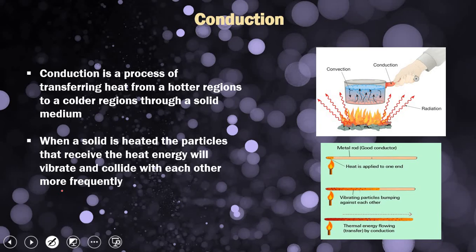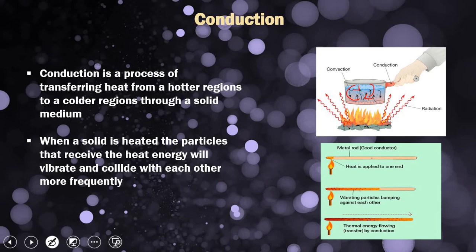For example, convection: when you boil water, there will be convection. It will move in a circular motion, it will keep rotating until all the water becomes hot, reaching 100 degrees Celsius, the boiling point.